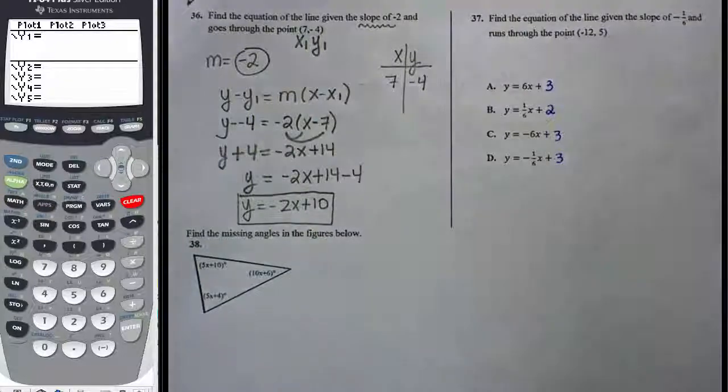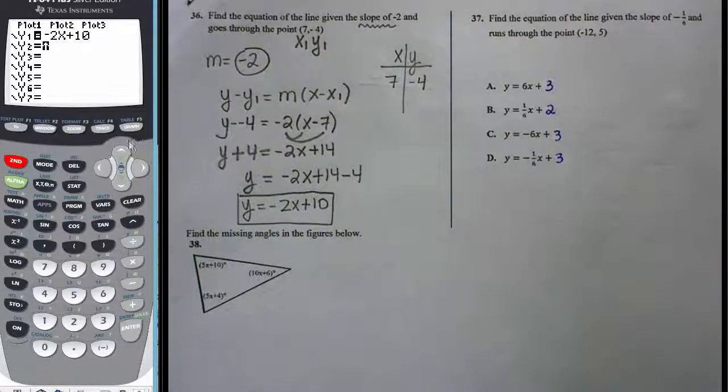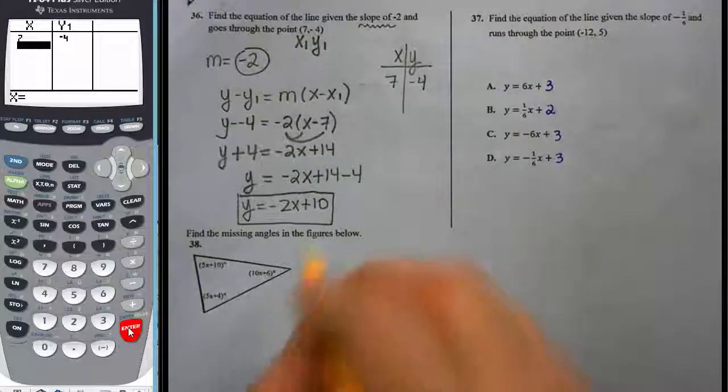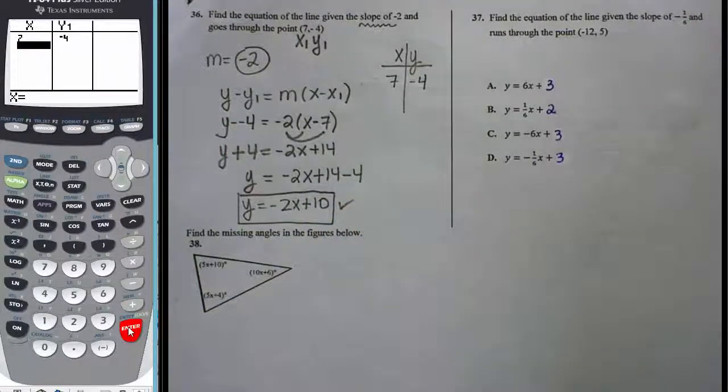And using the calculator, we're going to enter the value -2x plus 10. Enter. Then we're going to go to our table. Let's go ahead and delete everything we have there, and we're going to enter the number 7. If this is the correct answer, I should get the value -4 for y. And I do, so that tells me this is correct.